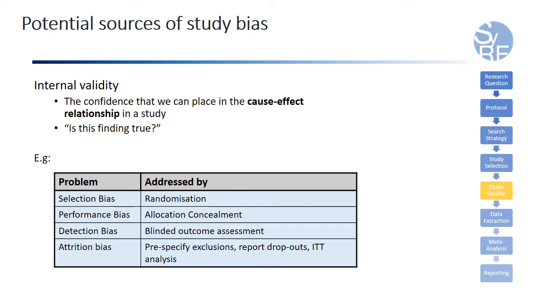Detection bias is the systematic differences between groups in how outcomes are determined when the person assessing outcome has knowledge of treatment assignment, and can be addressed by blinded assessment of outcome. And attrition bias is the unequal occurrence and handling of deviations from protocol and loss to follow-up between treatment groups, which can be addressed by pre-specifying exclusions, reporting dropouts, and intention to treat analysis. So these 4 items, randomization, allocation concealment, blinded assessment, and reporting of dropouts, can all be assessed in the reporting of a paper.